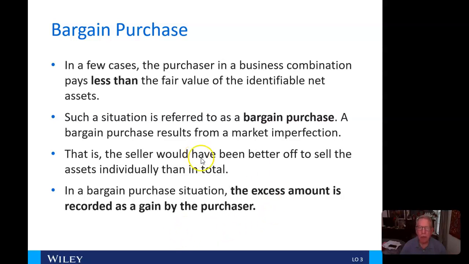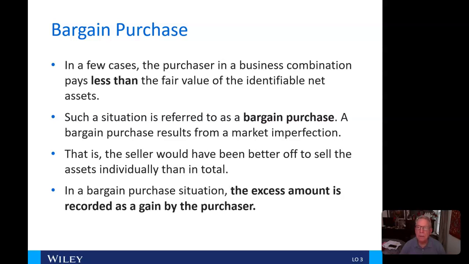When we left off, we were looking at bargain purchases. In a few cases, a purchaser in a business combination will pay less than the fair value of the identifiable net assets. I would say it's very unusual, but nevertheless, such a situation is referred to as a bargain purchase. A bargain purchase results from a market imperfection. That is, the seller would have been better off to sell the assets individually than in total. In a bargain purchase situation, the excess amount is recorded as a gain by the purchaser.